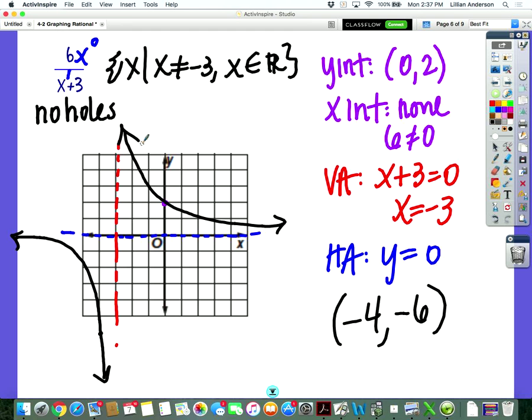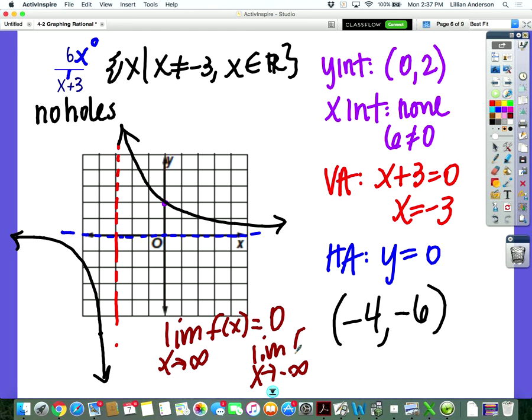I think the next one's an oblique one. Okay? Real quick, this is always a good time to look at limits. The limit as x approaches infinity is what? 0. The end behavior as x approaches positive infinity is getting closer and closer to 0. What about the limit as x approaches negative infinity? 0.